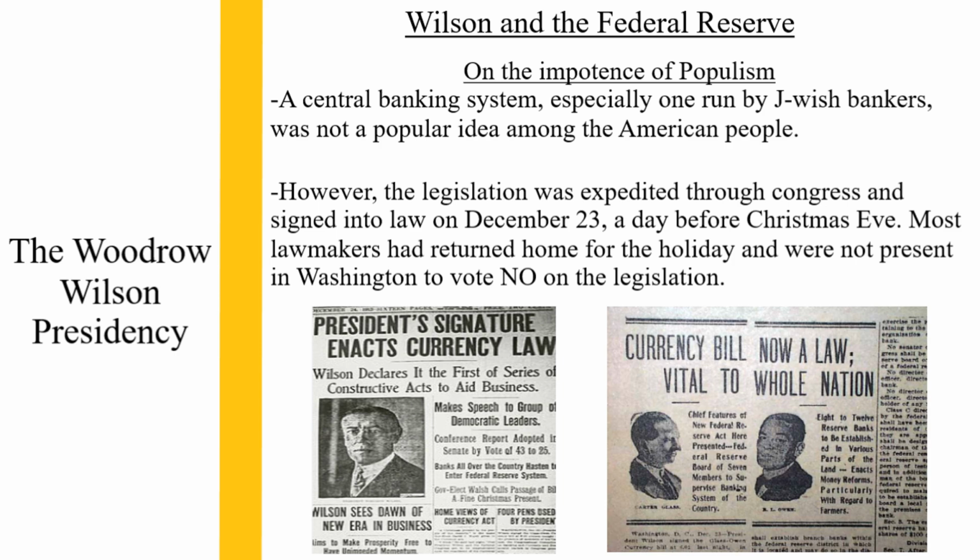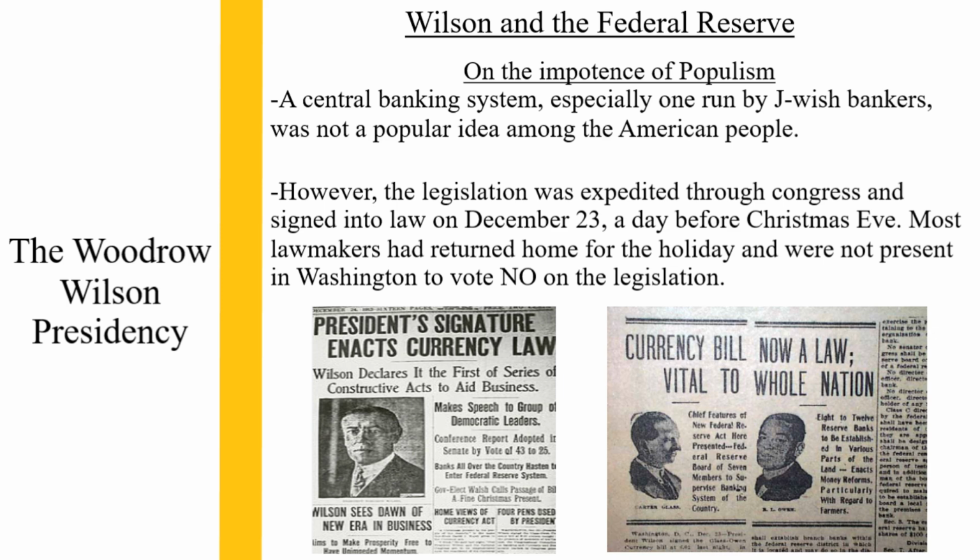He did not have popular support on this particular issue, but that didn't matter, because once most of Congress had gone home for Christmas Eve, the legislation was expedited through Congress and he signed it into law 2 days before Christmas. The congressmen weren't present in Washington to be able to vote no. So this is just one example of why populism doesn't work and how elite theory is a more accurate understanding of power. And it also just shows that Wilson didn't really care about popular opinion. He was hell-bent on getting the Federal Reserve Act passed.